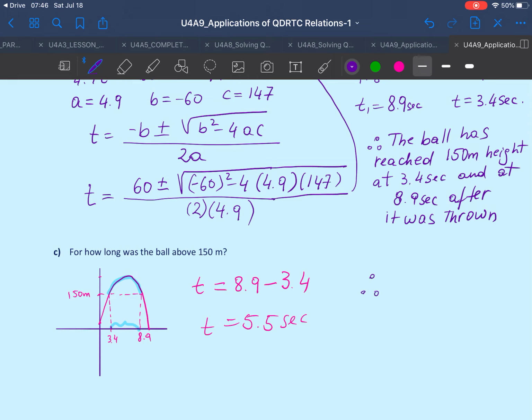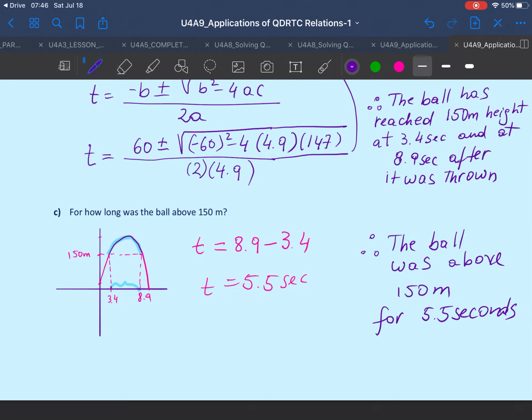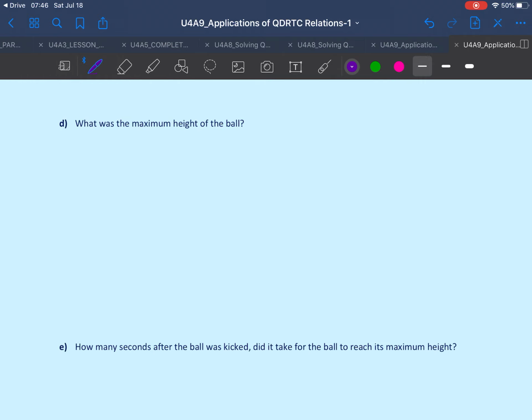So we're going to say, therefore, the ball was above 150 meters for 5.5 seconds. So that's the length of time, right? Just to clarify. So let's move on to the next question.